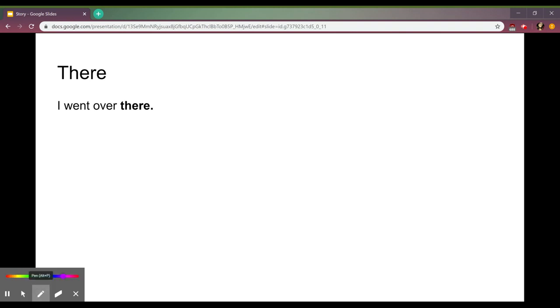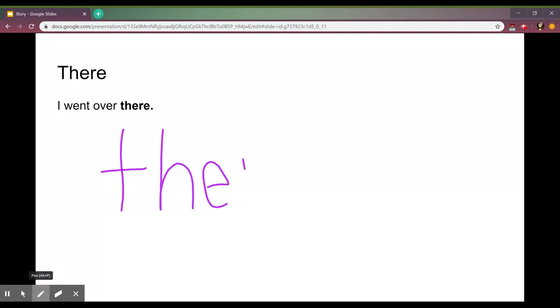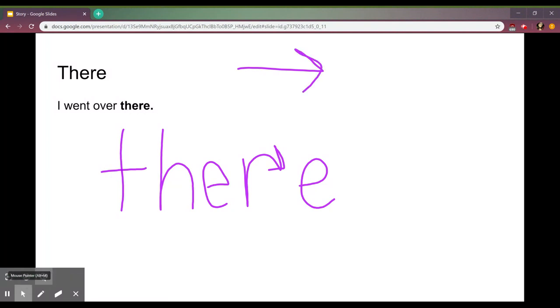So a little hint to help you remember this one, because it's kind of like a location or a direction. If you think of the R as an arrow, because when you say, I went over there, you can imagine yourself pointing. This there is when you're telling someone where something is, or a direction, or something like that. So an arrow often tells us the same thing. So you can think of this there as an arrow.